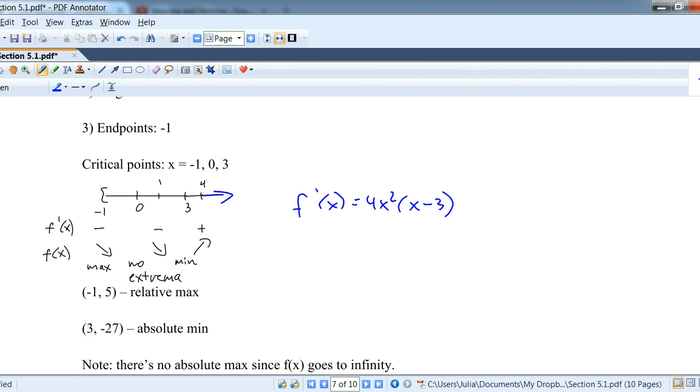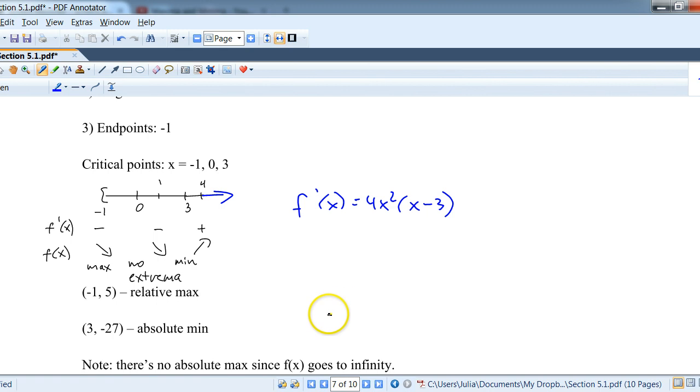So we do have a minimum at 3, and then we can classify them as relative or absolute by plugging them into the original function. So -1, 5. I did not include 0, but you actually would include it on the homework and it would be no extrema at that point. So -1 comma 5 stays as a relative max.